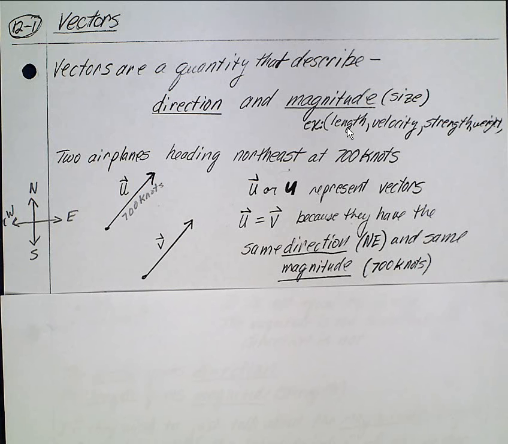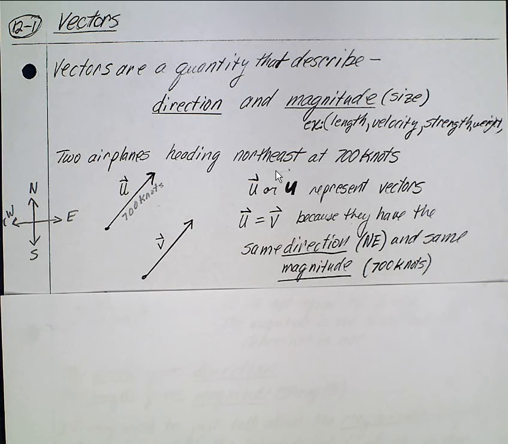Oftentimes it'll be a length, like you've gone 8 miles. Sometimes it's going to be a velocity, 3 miles per hour. Sometimes it's going to be a strength, like they pulled with a strength of so many knots or so many pounds. The weight is pounds. You're pulling in the direction of 8 pounds. So they can be represented by lots of different types of magnitudes.